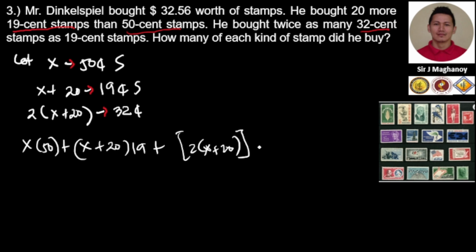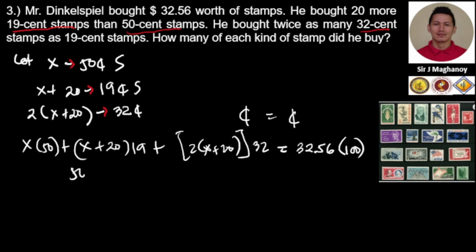Our multiplier here is 32 cents. Okay, so the sum is 32.56 US dollars. Since the other side is in cents, you need to multiply this by 100 to make this in cents. So all units here on the right side are in cents. Okay, let's solve for our x simultaneously.